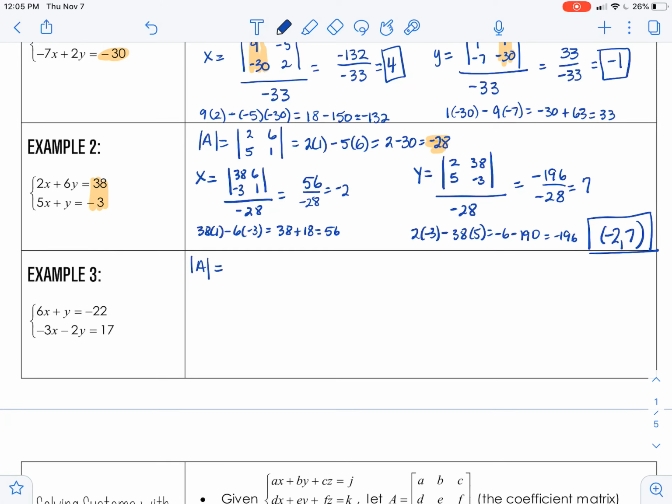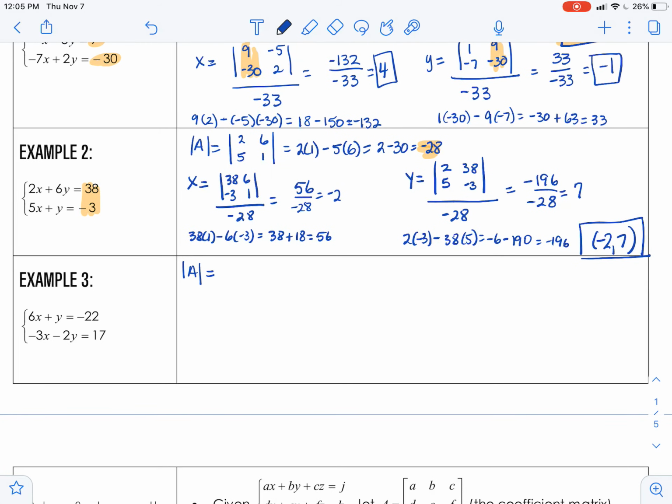Again, the determinant of A, and if you want to double check to make sure you can do it, then pause the video and try it, and then check to see if you're right. So 6, negative 3, 1, negative 2. I'm going to do my determinant, which is 6 times a negative 2 minus 1 times a negative 3. We have a negative 12 plus 3, which is a negative 9. Okay, so there is my A determinant.